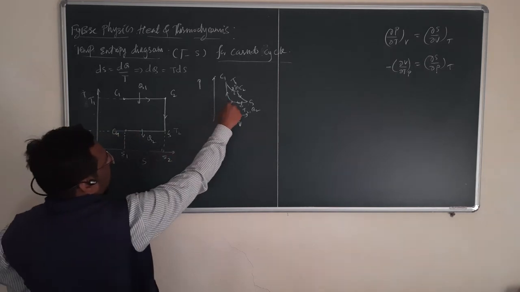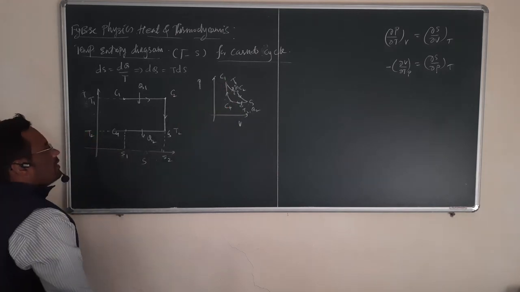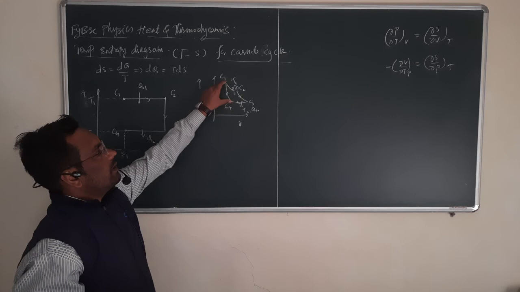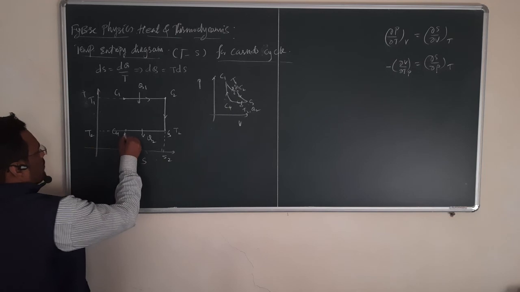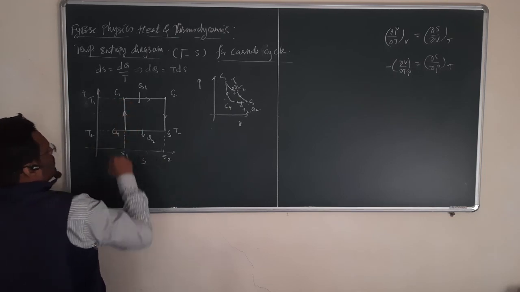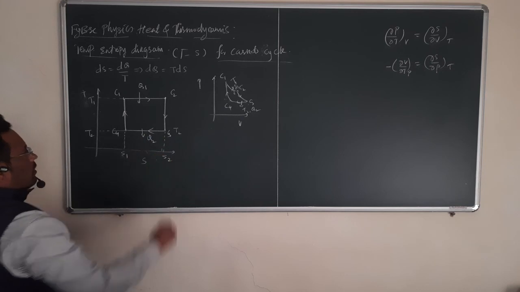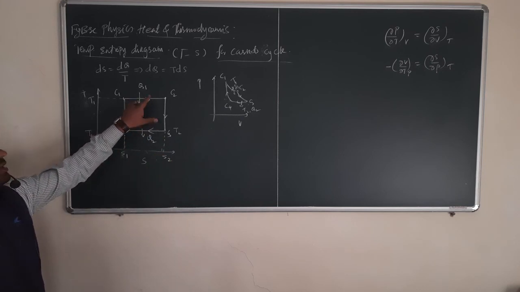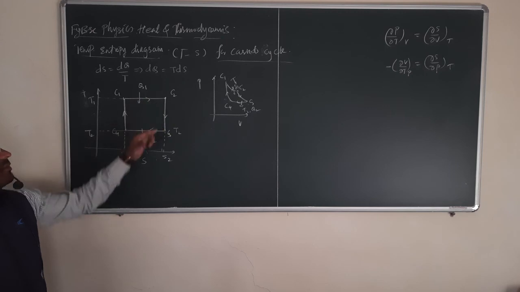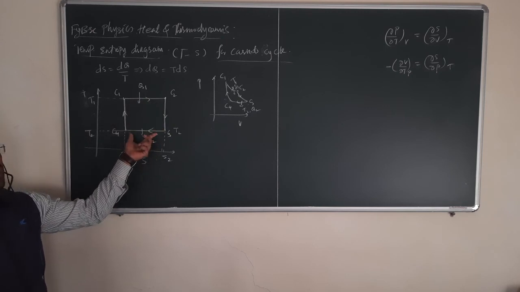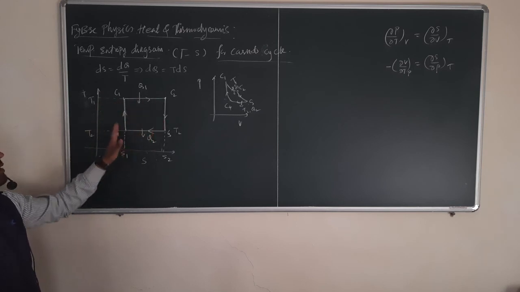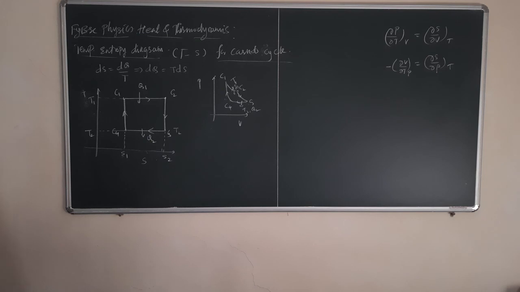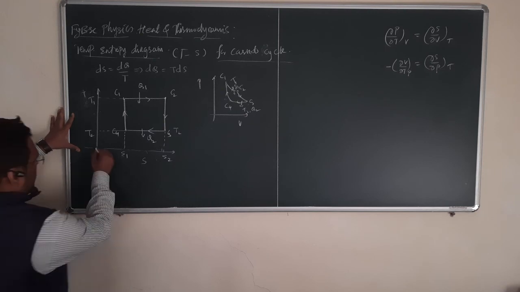And along C4, C1, which is an adiabatic process, temperature decreases from T2 to T1. But since it is an adiabatic process, there is no exchange of heat. So that's why entropy remains constant. So this is the case. Now C1, C2 isothermal expansion, C2, C3 adiabatic expansion, C3, C4 isothermal compression, C4, C1 adiabatic compression. So in this way, this cyclic process is completed for the Carnot cycle. And this is the entropy TS diagram for the Carnot cycle.